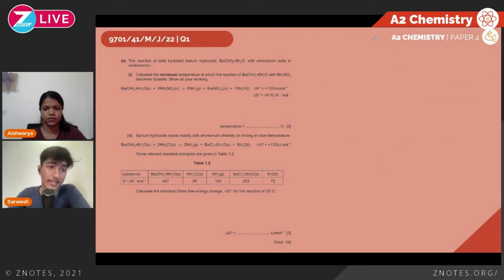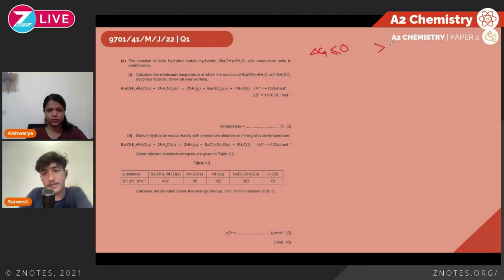Okay, moving on to part E, the reaction of solid hydrated barium hydroxide, Ba(OH)2·8H2O, with ammonium salts is endothermic. Calculate the minimum temperature at which the reaction becomes feasible. Okay, so what we know is that for the reaction to be feasible, the Gibbs free energy should be less than or equal to zero. If the Gibbs free energy is greater than zero, the reaction is not feasible.